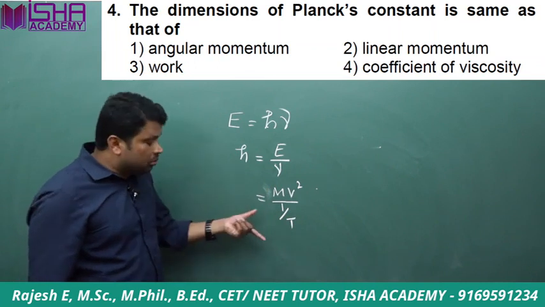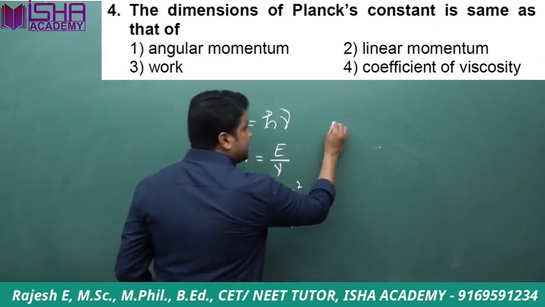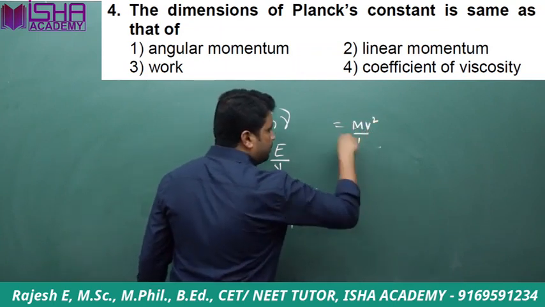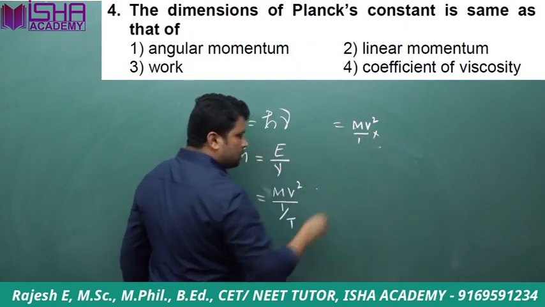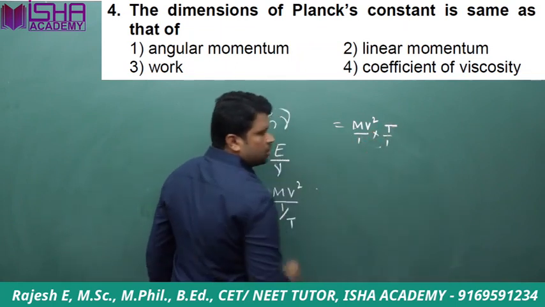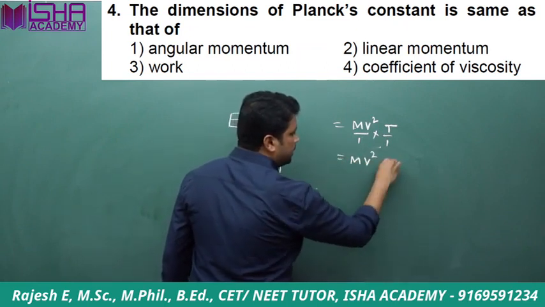Remember, in the denominator we have 1 by t. So how are we going to simplify this? This is equal to m v square divided by 1 by t. Cross multiply it, and this becomes t by 1. So this is equal to m v square t.